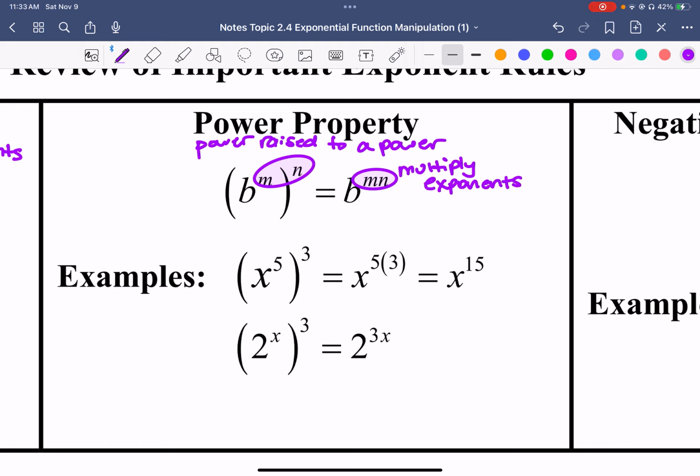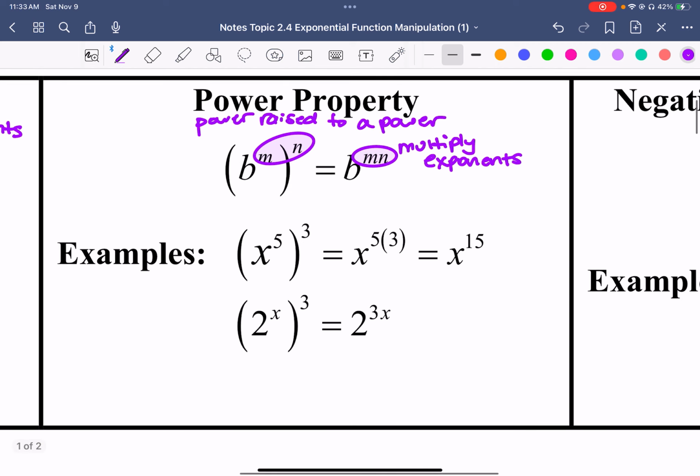So for example, x to the power of 5 all cubed, you would grab the 5 and 3, multiply them, and you would get x to the power of 15. Or 2 to the power of x cubed can also be 2 raised to the power of 3x. So you just multiply those. Okay.